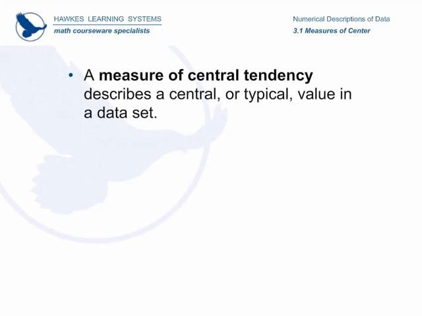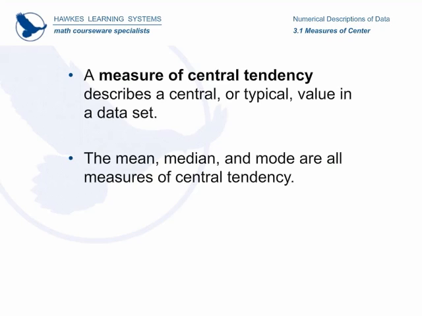Chapter 3 and numerical descriptions of data covers measures of central tendency. Central tendency describes a central or typical value in a data set. Those would include the mean, the median, and the mode, which are all measures of central tendency.